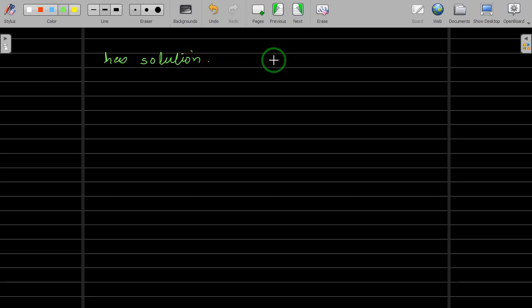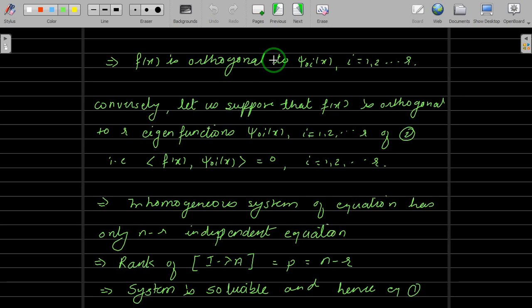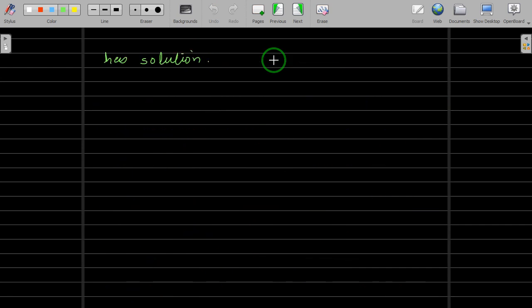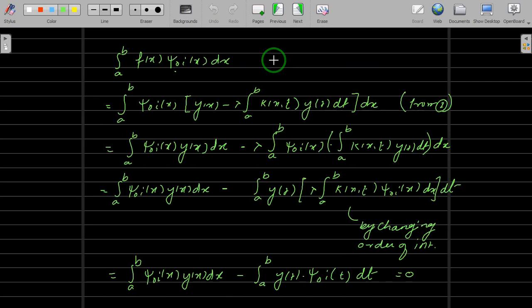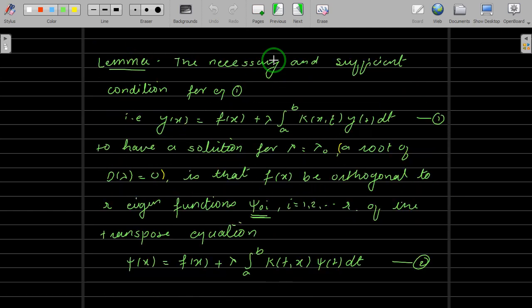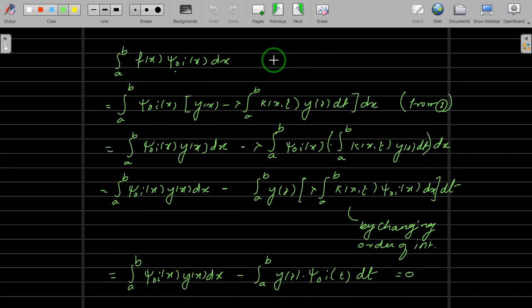This is what we have to prove. We assume that this f(x) is orthogonal to those eigenfunctions, and we proved that the system has the solution. How to get the system? You check. That is from an equation, I don't know which equation now. Anyways, you check that. You have y(x) equals f(x) plus something, wherein you put the values of the c_i's, and when you put the values of the c_i's, you get the solution over there. Right? Any problem?